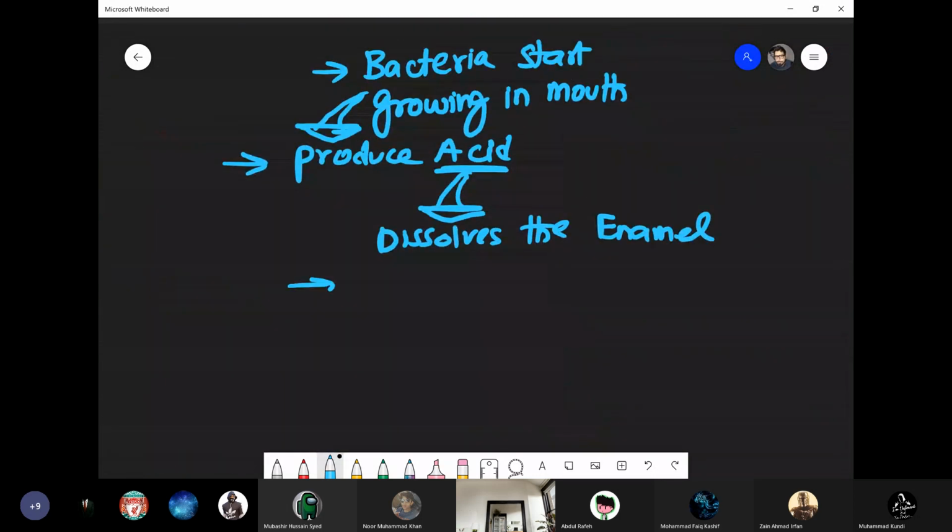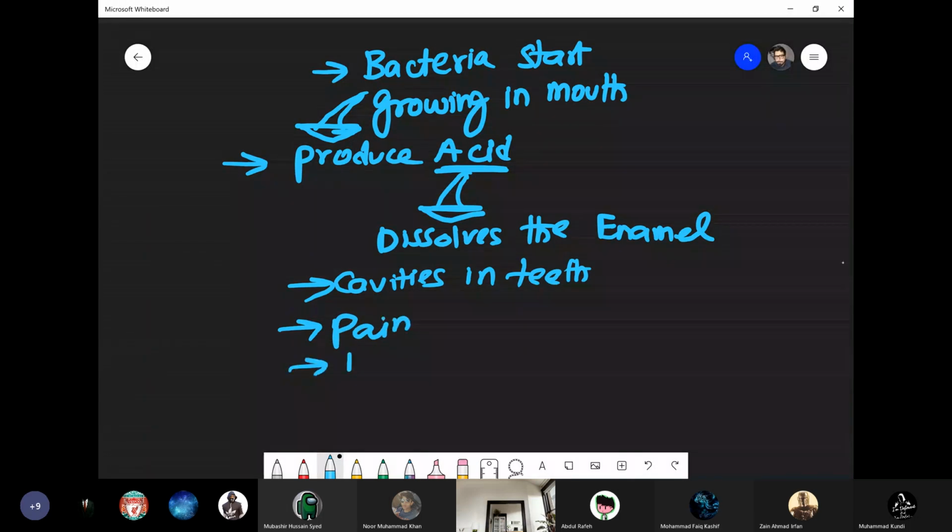So it will lead to cavities in teeth. It will cause pain. It will cause a hot and cold feeling, right? And it can cause the tooth to decay.